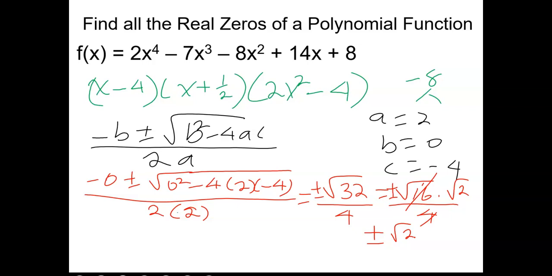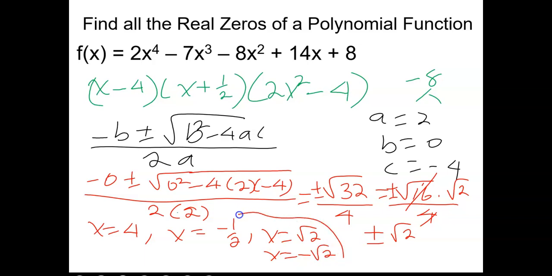Okay, so now we have all our zeros, which are x equals 4, x equals negative 1/2, x equals square root of 2, and x equals negative square root of 2. So those are our 4 zeros. We have it. Okay? Hope you get this.